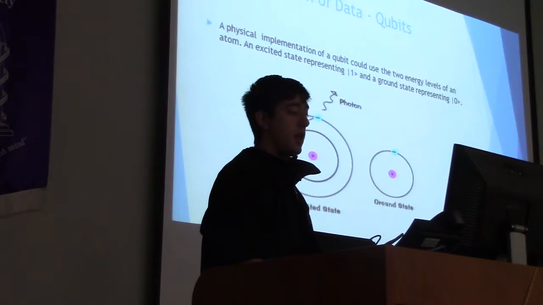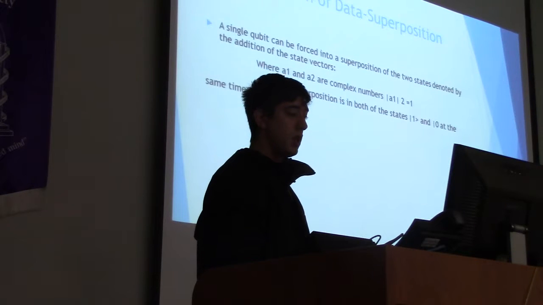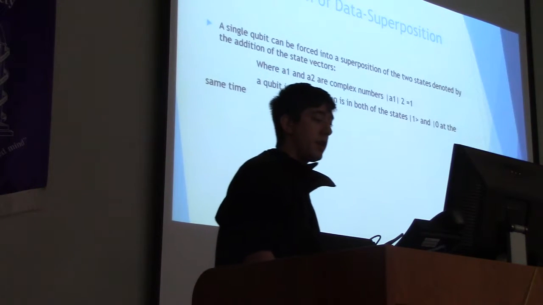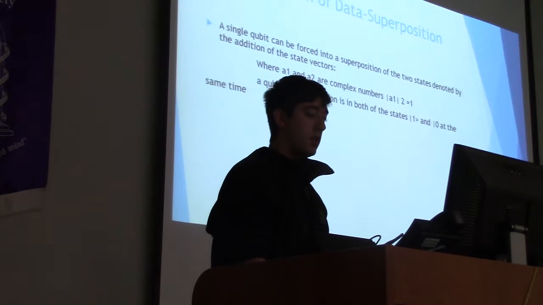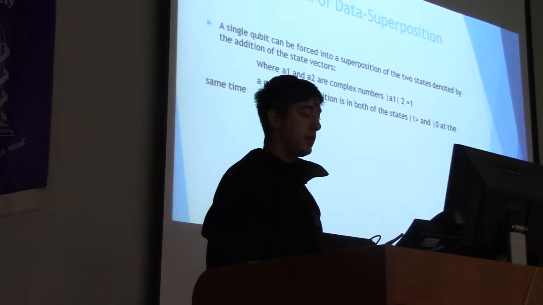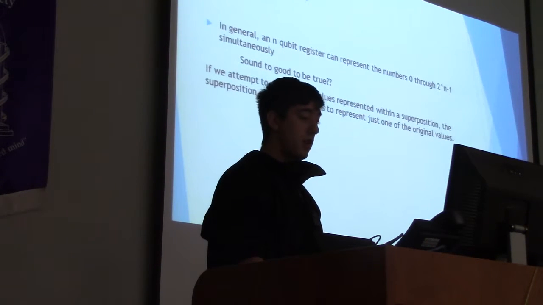Representation of data. A physical implementation of a qubit could use the 2 energy levels of an atom, an excited state representing 1 and a ground state representing 0. Representation of data, superposition. A single qubit can be forced into a superposition of the 2 states denoted by the addition of the state vectors, where A1 and A2 are complex numbers, and |A1|² + |A2|² equals 1. A qubit in a superposition is in both of the states, 1 and 0, at the same time. Data retrieval. Generally, an n-qubit register can represent the numbers 0 through 2^n − 1 simultaneously.